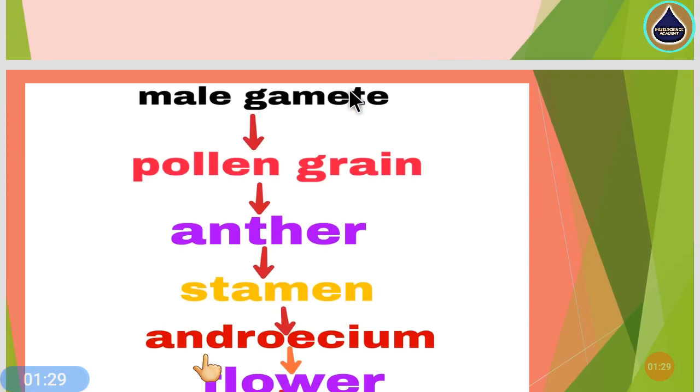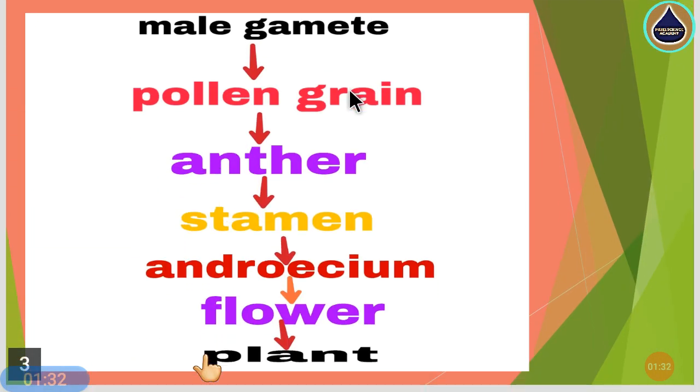Now before I take the example of seed formation, how many cells are needed, I would like to explain how this male gamete is formed and where the location of this male gamete is. This male gamete is formed in the pollen grain, and this pollen grain is found in the anther, and anther is the part of the stamen, and stamen is the part of the androecium, and androecium is the male part of the flower, and flower is the part of the plant.